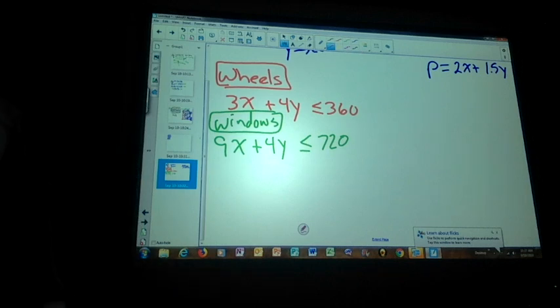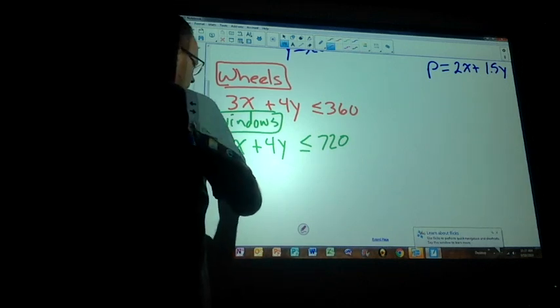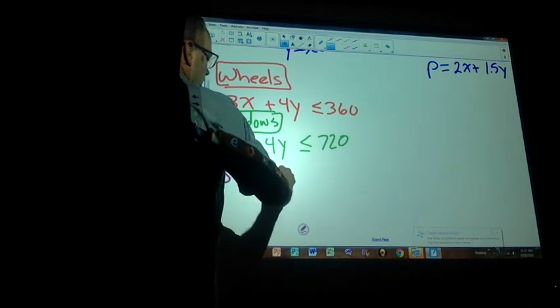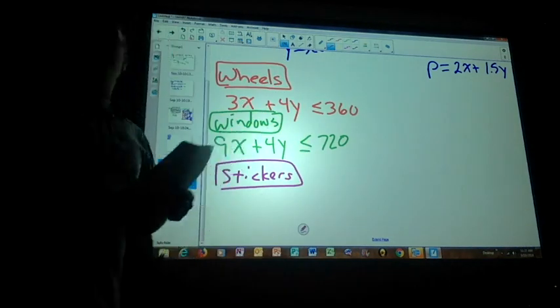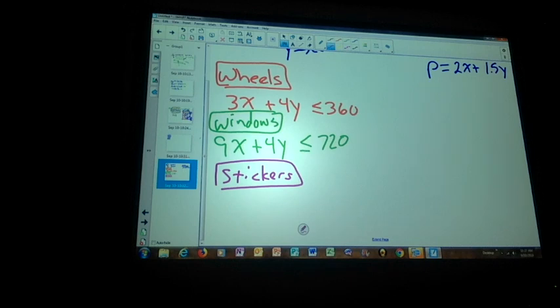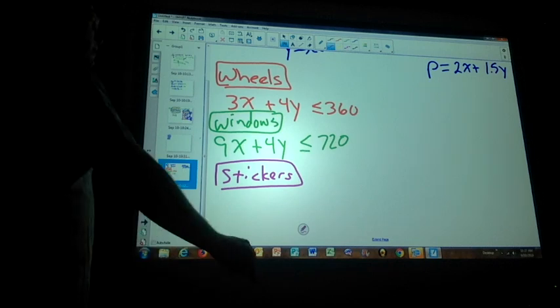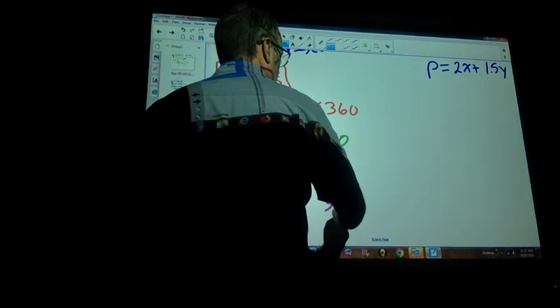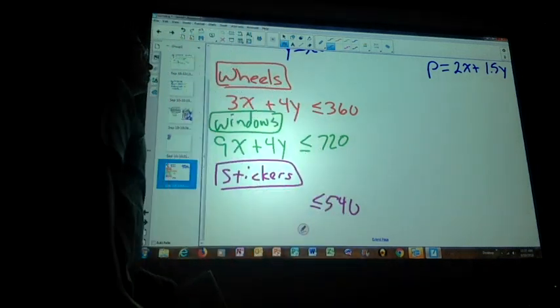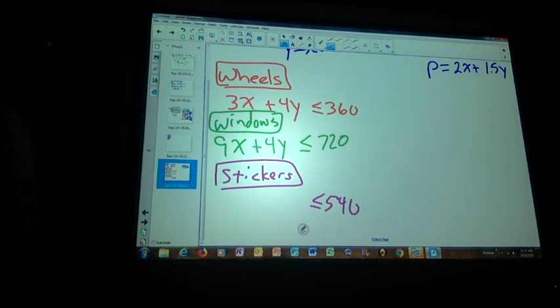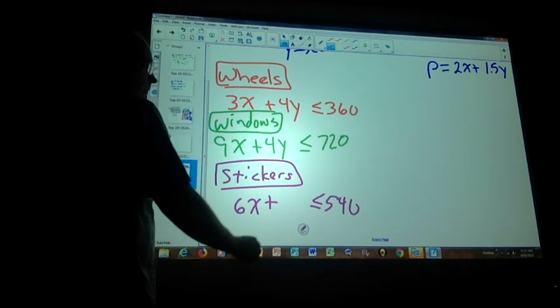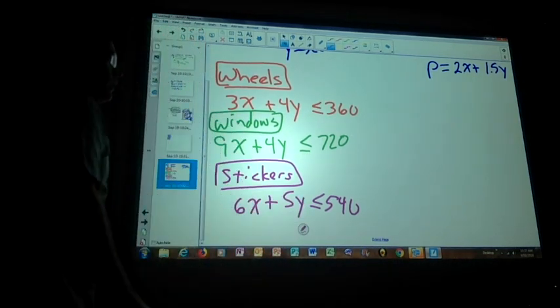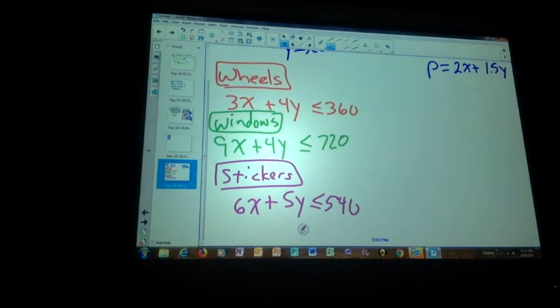No, I'm just kidding. The last thing we need to solve are stickers. And again, I don't know what these stickers are, but how many total stickers do I have? 540. So I can't give any more than 540 stickers away. How many stickers go on our airplane? 6 on the airplane. And how many go on the car? Okay. Those are my constraints.